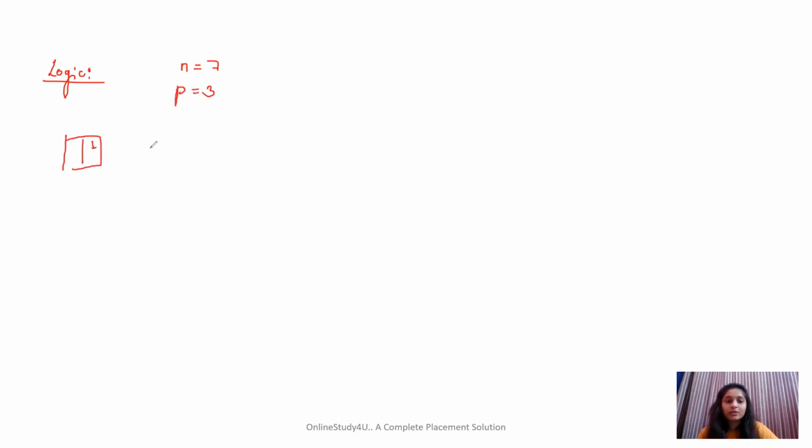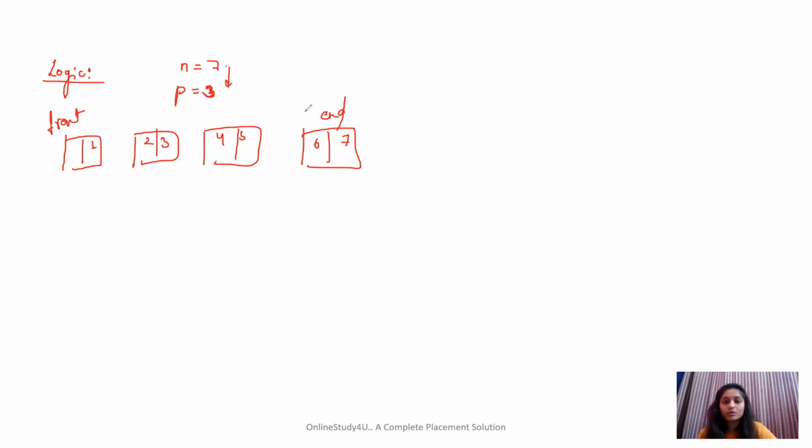So for the front, we will be having this. Then the next turn will have these pages. Then turning the 2 and 3, we will get 4 and 5. And at last, we will get 6 and 7. So this is the end and this is the front. Right? Now to reach the page 3, how many pages do I have to go through? I have to go through n minus p pages, that is 4.